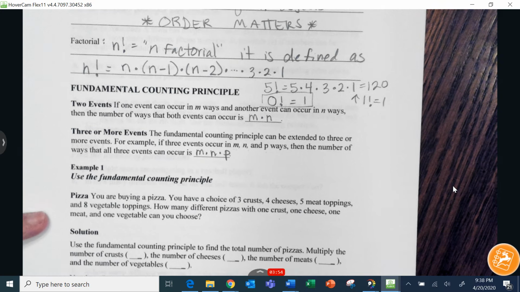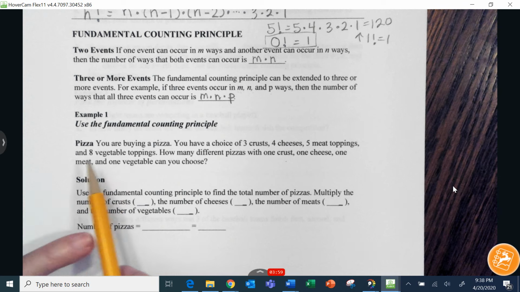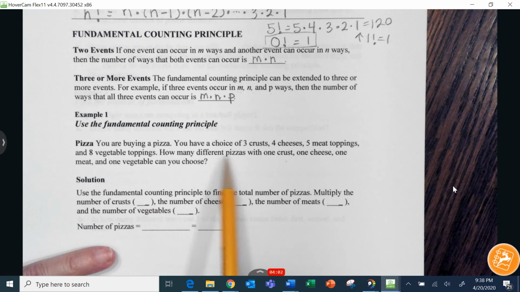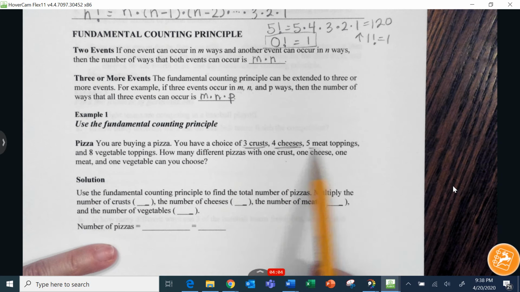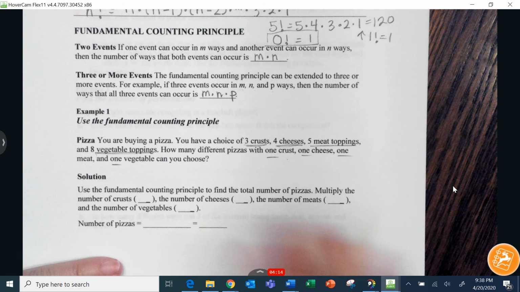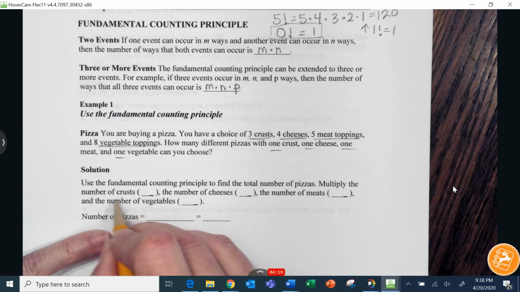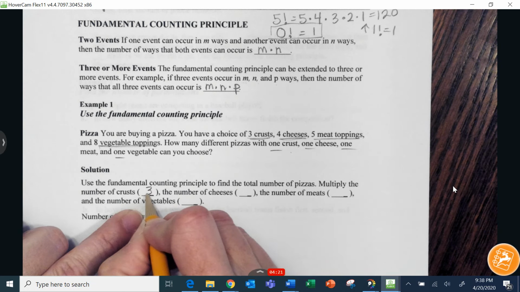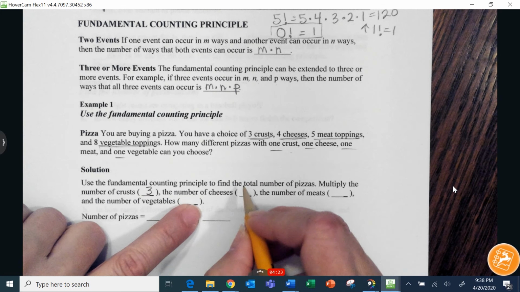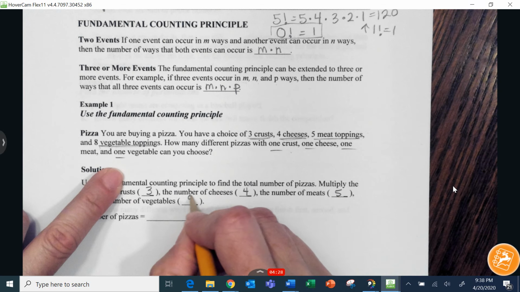So now let's put actual numbers with that so it makes sense. We're going to use the fundamental counting principle for pizza. You are buying a pizza. You have a choice of 3 crusts, 4 cheeses, 5 meat toppings, and 8 vegetable toppings. How many different pizzas with 1 crust, 1 cheese, 1 meat, and 1 vegetable can you choose? So we're going to use the fundamental counting principle to find the total number of pizzas. Multiply the number of crusts, so 3, multiply by the number of cheeses, 4, the number of meats, 5, and the number of vegetables, 8.